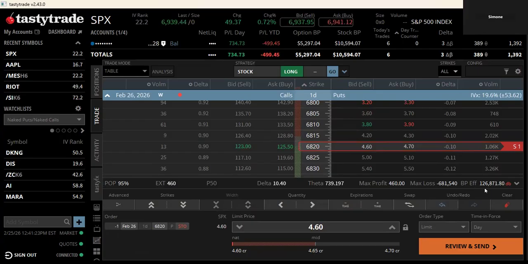Now, this max loss, I'm not worrying about that because that assumes the SPX goes to zero. If the SPX goes to zero, that means the market goes to zero, and if the market goes to zero, we all got worse problems. Everything crashed. I don't care if it's the stock market, real estate, the world has just come to an end. So I'm not worrying about the max loss. But I still have to put up $126,000, $127,000 just to bring home $460 in one day. No, thank you. That's not very efficient.